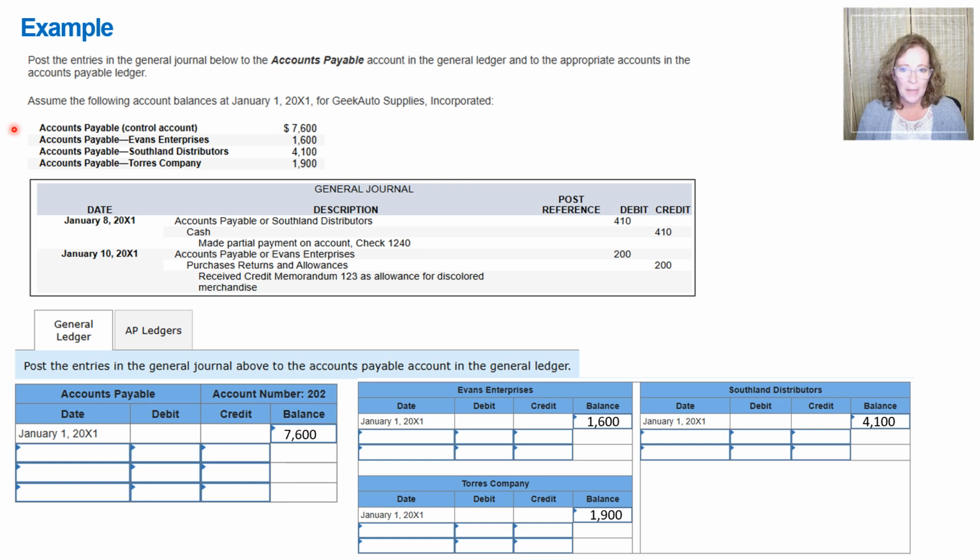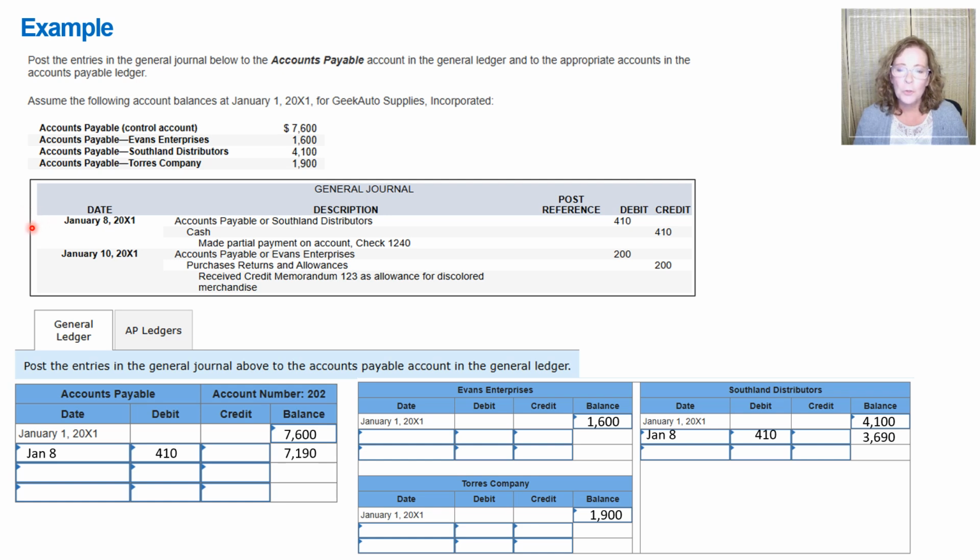The first step is to enter the beginning balances into the general ledger account and the subledger accounts. So $7,600 into the general ledger account for accounts payable, $1,600 into the subledger account for Evans Enterprises, $4,100 to Southland Distributors, and $1,900 for Taurus Company. It's easy to make a mistake, so double check your numbers by adding up the amounts from the subledger accounts and make sure that it equals the general ledger account.